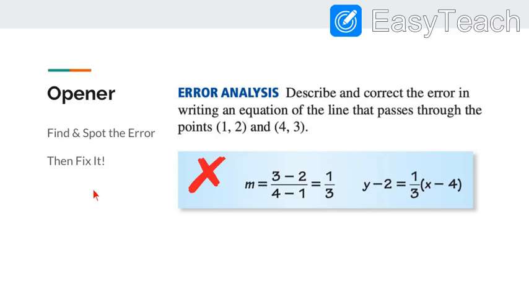Our opener in class that we're going to work on is this. You need to look at the 2 points and figure out what they did wrong with making this point-slope equation based on these 2 points. I'm going to give 5 seconds here, and then I'm going to give the answer.